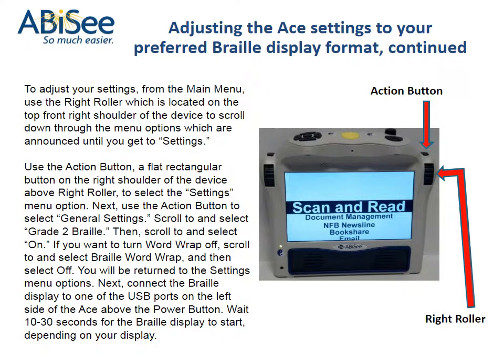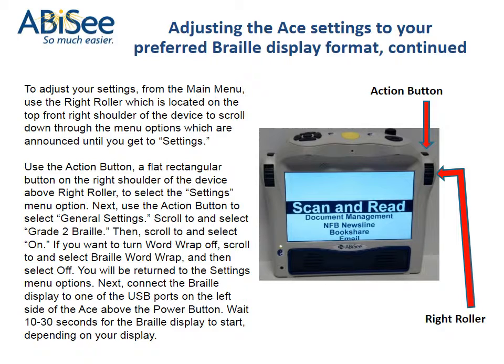Adjusting the Ace settings to your preferred braille display format. Continued. To adjust your settings, from the main menu, use the right roller which is located on the top front right shoulder of the device to scroll down through the menu options which are announced, until you get to Settings. Use the Action button, a flat rectangular button on the right shoulder of the device above right roller, to select the Settings menu option. Next, use the Action button to select General Settings.